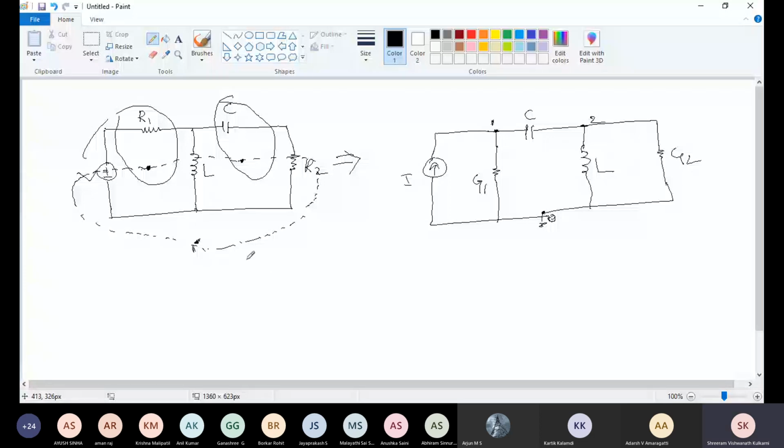Now dual. See, we replace it with I. Correct? R1 replaced with G1. R2 is replaced with G2. L replaced with C, C replaced with L. This is my dual of this network.